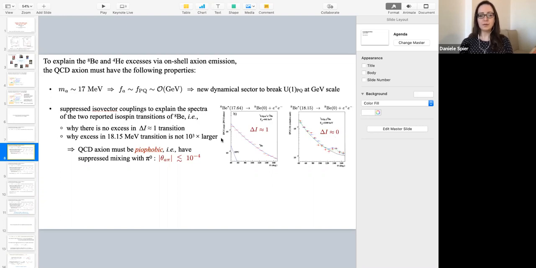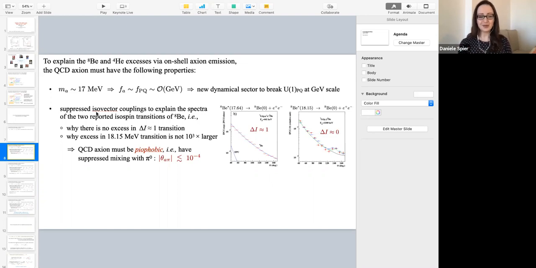And so in order to explain these two spectra, one needs to have suppressed axion isovector couplings to explain why the axion is not being emitted on this transition. And even in this transition here, even though it's mostly isoscalar, it does have a small isovector component. And that small isovector component could also be contributing to this bump, even at a rate that could be 1,000 times larger than what's observed if the axion has large isovector couplings.